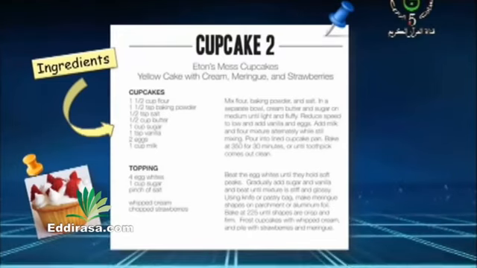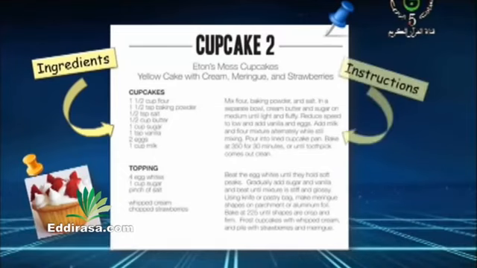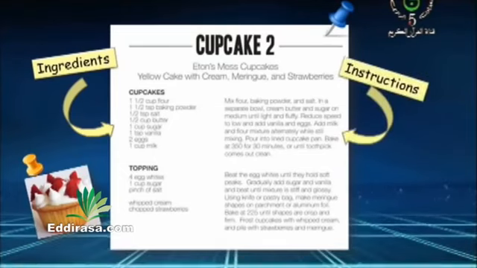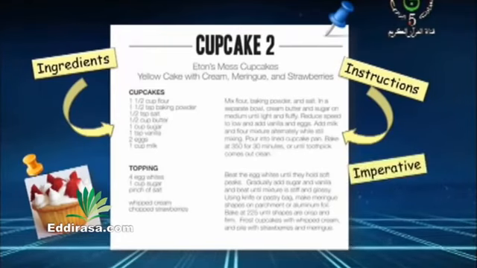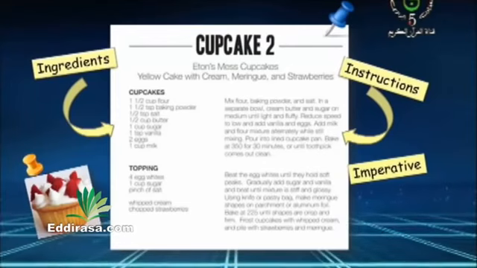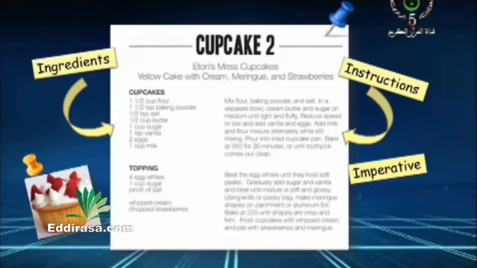followed by the biggest or the most important part of our recipe, which is the instructions part. It's made out of instructions. The verbs are in the imperative form. And, of course, the different instructions are joined together using the sequencers.